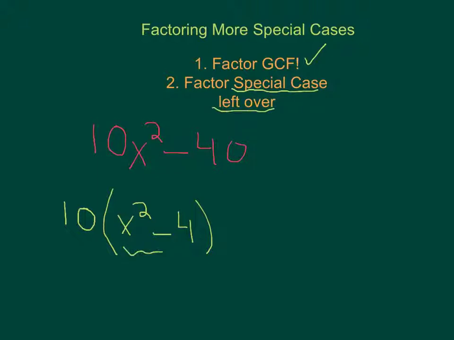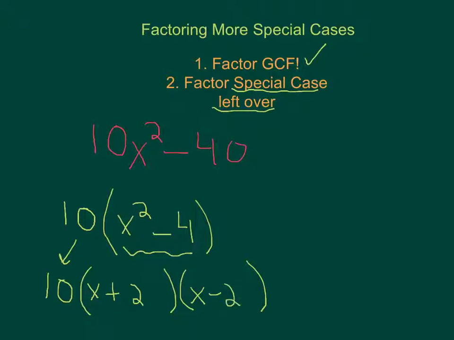And it's always left over inside the parentheses. We still have the 10 out in front. That has to be part of your final answer. And now x squared minus 4, that's the difference of two squares, and that factors into the two binomials, x plus 2 times x minus 2. And then we're done.